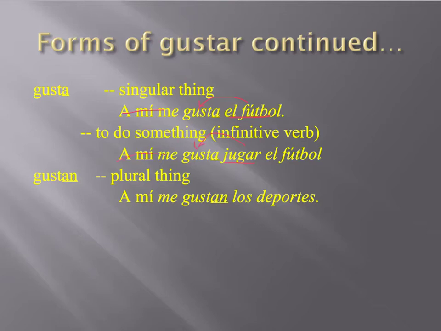So we have our a mí me, which matches gusta and jugar, and we get a mí me gusta jugar el fútbol. We use gustan when we have a plural thing. In this sentence, los deportes is plural, and therefore gustan is the verb. Notice that the verb always matches what comes at the end of the sentence. So a mí me go together, and gustan goes with los deportes.